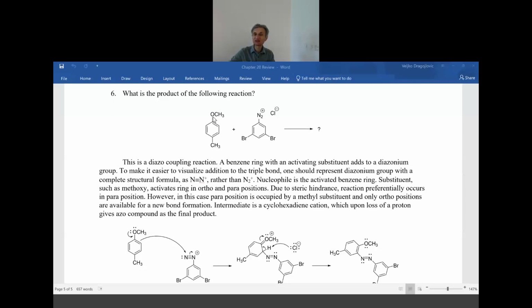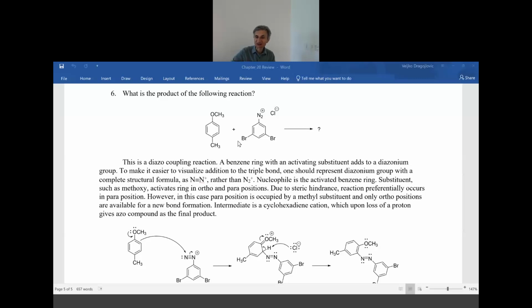It activates the ring towards substitution in ortho and para positions, but para position is taken. So since this is strongly activating substituent, it's going to activate ring towards substitution in ortho positions towards itself. Methyl would activate towards ortho substitution towards itself, but it's weaker than methoxy, so we consider methoxy. Again, para cannot be considered in either case because two substituents are para to each other, and so para position is not available for substitution.